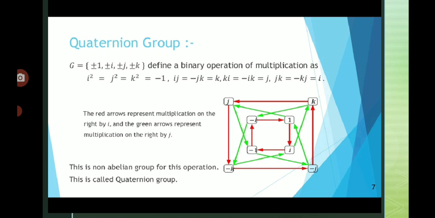Then it is non-commutative because i into j is equal to k, while j into i is equal to minus k. So the commutative property is not satisfied here. So it is only a group, it is not a commutative group.